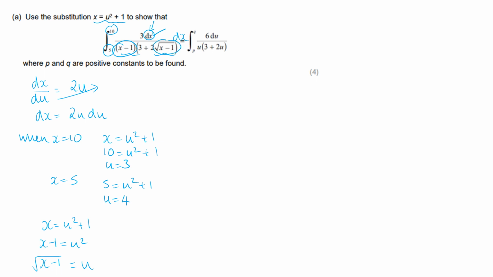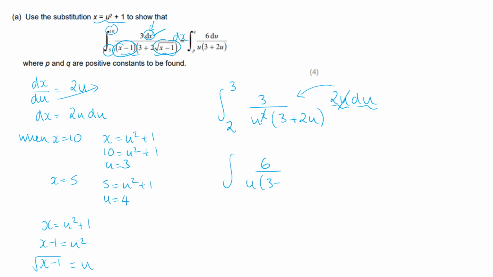So now I'm ready to do the substitution. I am going from 2 to 3 of 3 over u squared times 3 plus 2u, and then it's all multiplied by 2u du. That du on the end needs to be there in order for me to integrate, but the 2u can now join in with this algebra, so this u can cancel with one of the u's on the bottom. On the top you've got 3 times 2, which gives me 6, and then we've got u times 3 plus 2u du, going from 2 to 3. So in this case, my p is 2, q is 3, and I've got my integral.